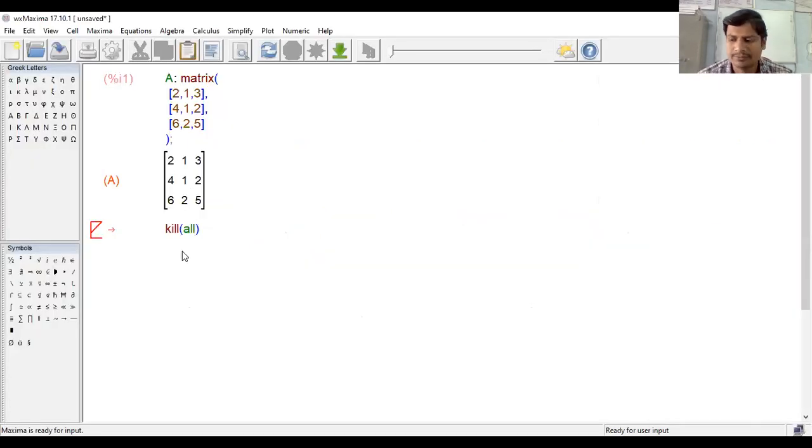See here, this is the kill all. Then you go to a dollar symbol. See here, this is another method for finding the Cayley-Hamilton theorem. First you take the kill all, that is the header file. KILL, that is small kill all. Then dollar symbol. Then you press enter. Enter means you go to the next line.